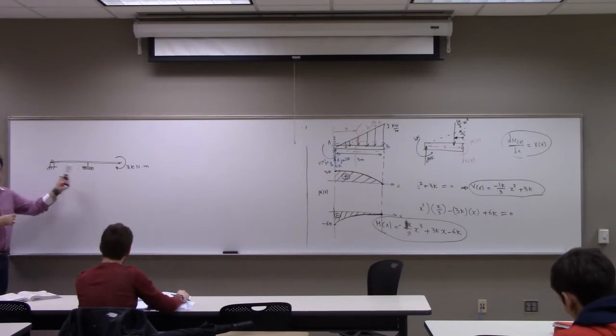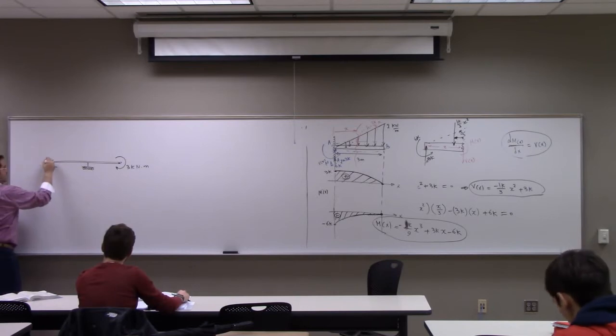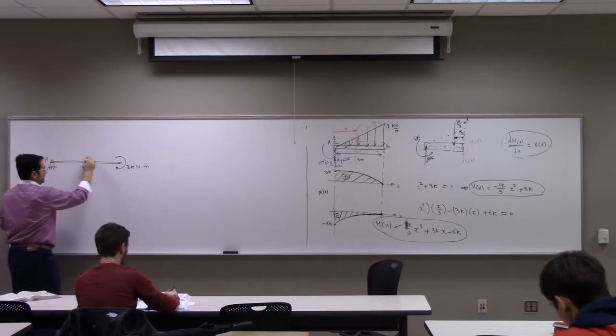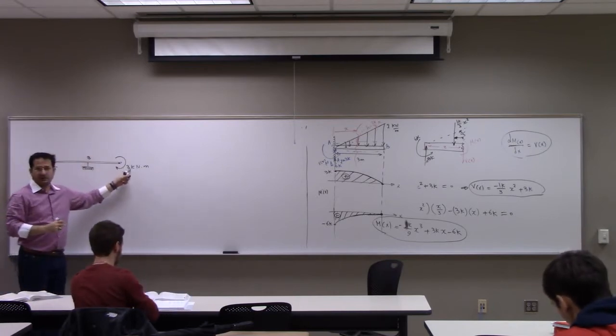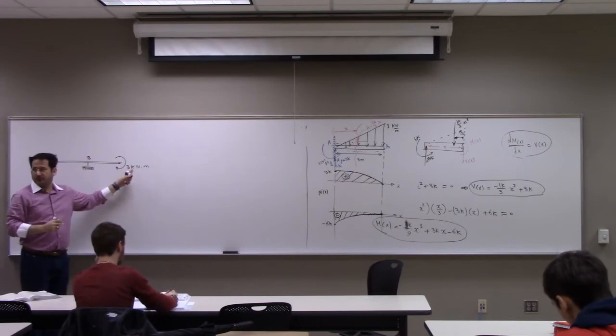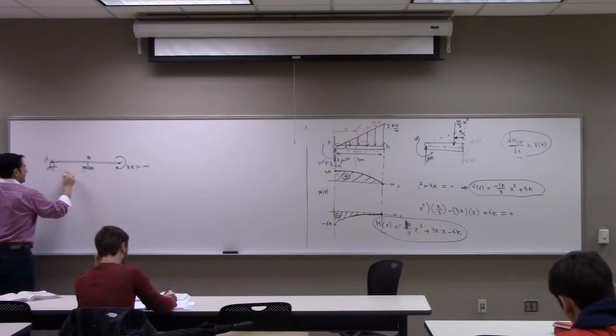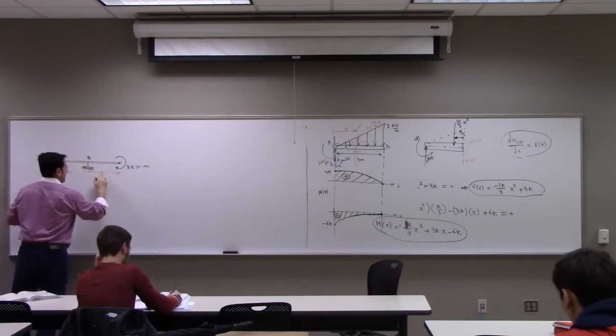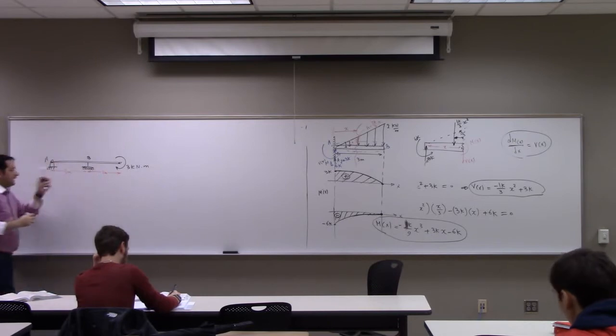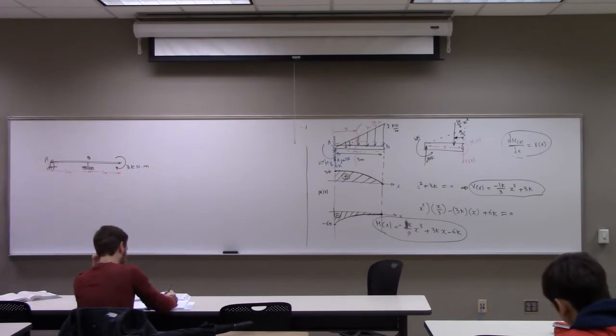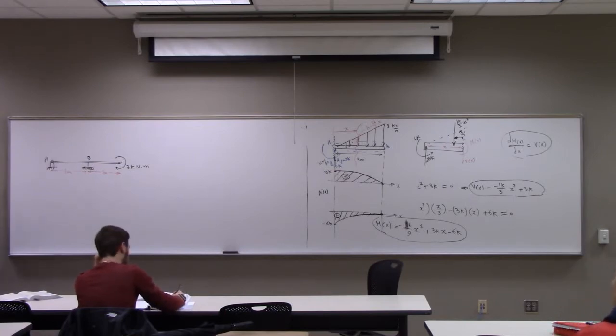Here your structure is pinned at point A and it's over a roller at point B, and you only have one 3 kilonewton coupled moment. There is no force at the end, right? This distance is 1 meter, and this is also 1 meter. Now the question is: draw the shear and moment diagram. So I want to see 2 diagrams, and you have 2 minutes only.